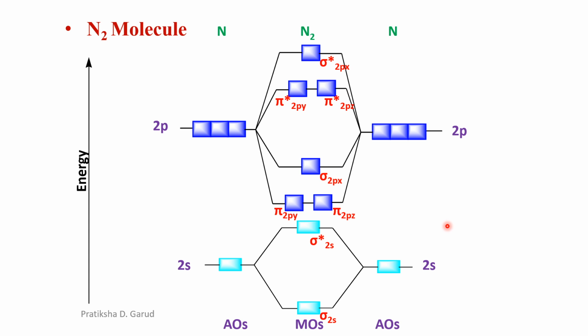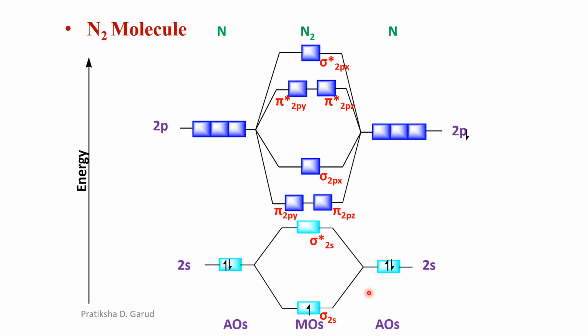Now let us see the filling of electrons. In case of the 2s, from each side we have 2 electrons. So this is the first electron and the second electron for the 2s of the first nitrogen. Again the first electron and second electron for the 2s of the second nitrogen. So total 4 electrons. So 2 are going in the bonding and 2 in the anti-bonding.